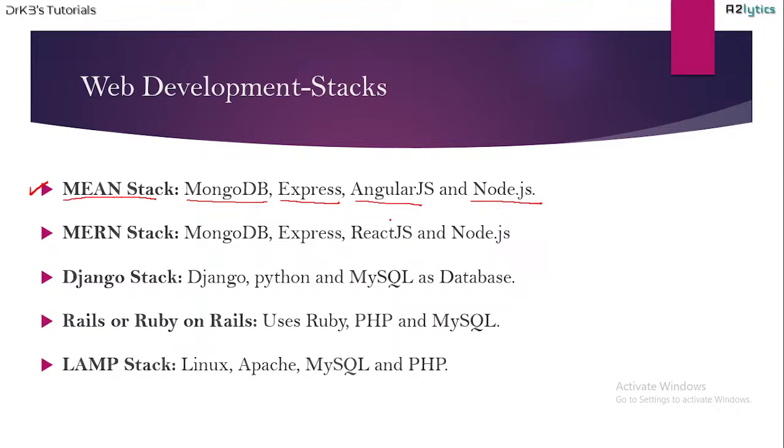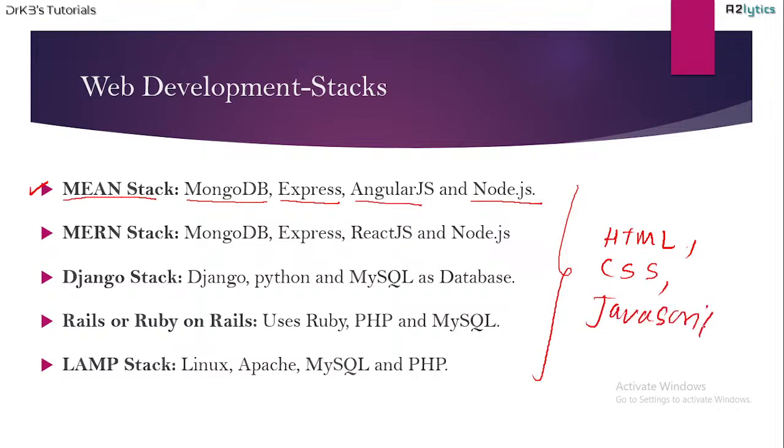MEAN stack web developer. Plus some common scripting languages: HTML, then CSS, JavaScript. Plus these scripting languages you have to learn. So in the MEAN stack you have to learn MongoDB, the Express framework, then the AngularJS framework, and the Node.js framework. Then you will become a MEAN stack web developer.